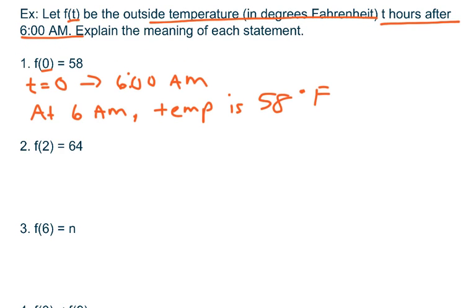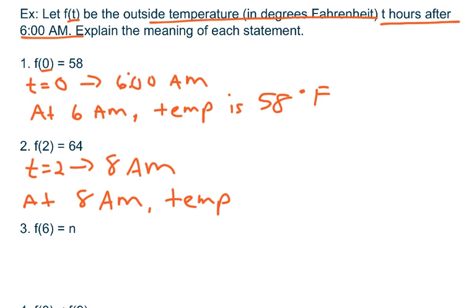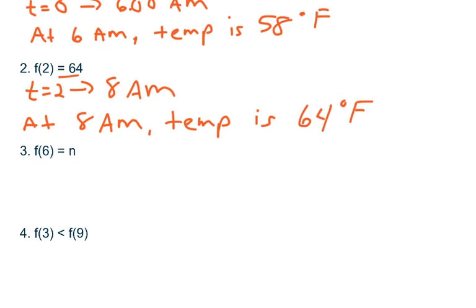Number 2, f of 2 is equal to 64. So when t is equal to 2, remember t is the number of hours after 6 a.m., so 2 hours after 6 a.m. would be 8 a.m. So at 8 a.m., the temperature is equal to 64 degrees Fahrenheit. That's all that statement is saying, that at 8 a.m. the temperature is 64 degrees Fahrenheit. Let's try another one. Number 3, f of 6 is equal to n.